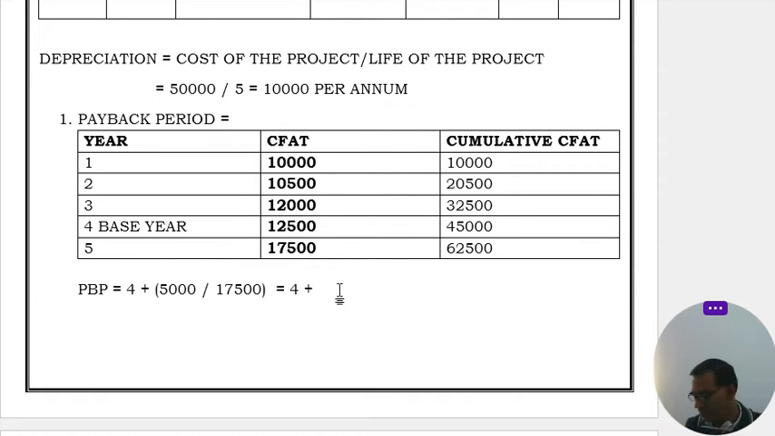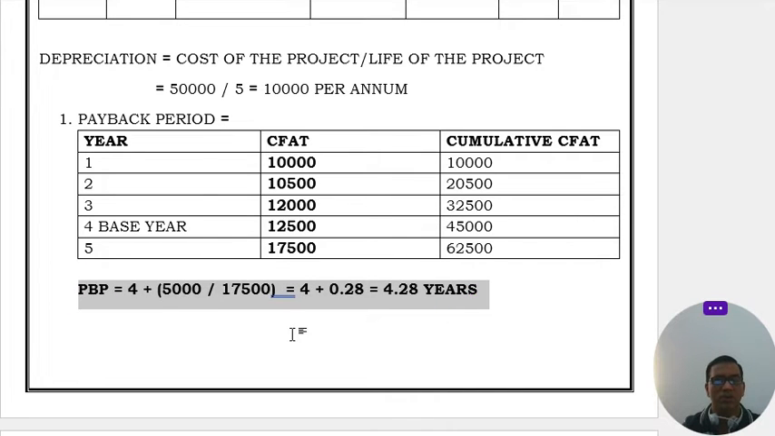4 plus 5,000 divided by 17,500, that equals 0.28. So the payback period is 4.28 years. In 4.28 years we will recover the cost of the project in the form of cash flows. So this is the payback period answer. First one, payback period.